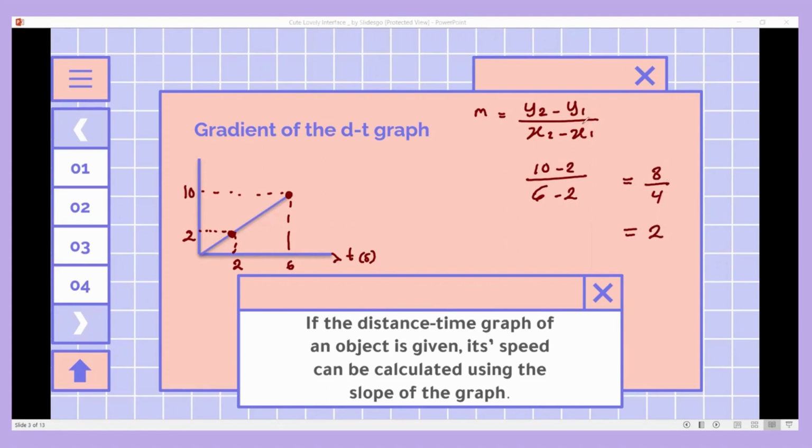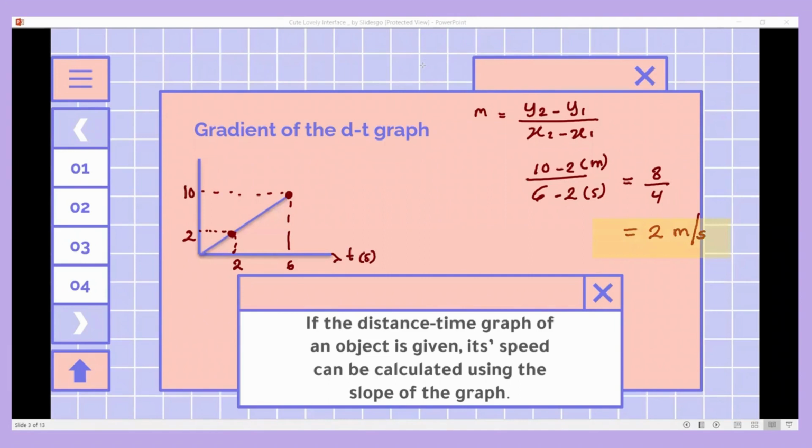And how about the unit? These values are from the distance, that is meter. These values are from the time, that is second. So for the gradient, we have the unit meter per second. And we know meter per second is the unit of the speed or the velocity.